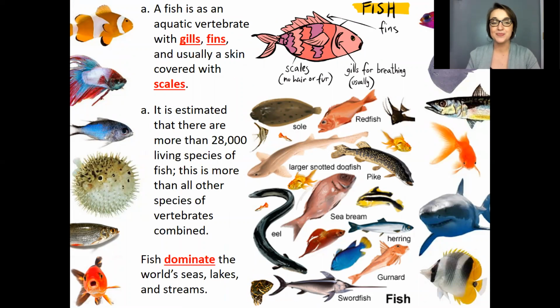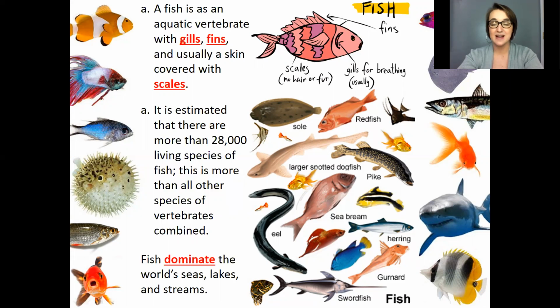All right, so starting off, a fish is of course going to be an aquatic vertebrate. We've already done our invertebrate chapter. Now we're getting into those that have backbones. We all know that fish also have structures such as gills, fins, and are typically going to be covered in some type of scale. Now there are more than 28,000 species of fish. This in total is going to be more than any other vertebrate combined. Doesn't matter, land, water, anything. All of the other vertebrates combined, there's still more types of fish.